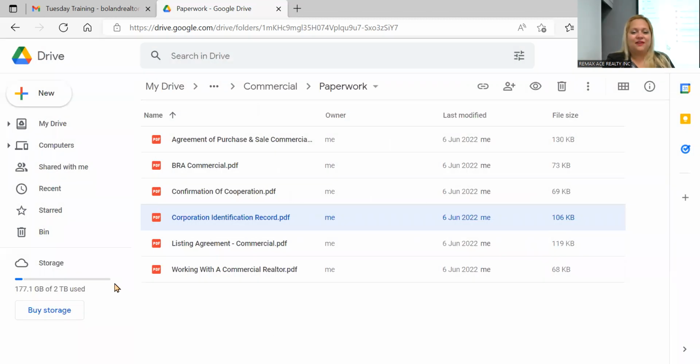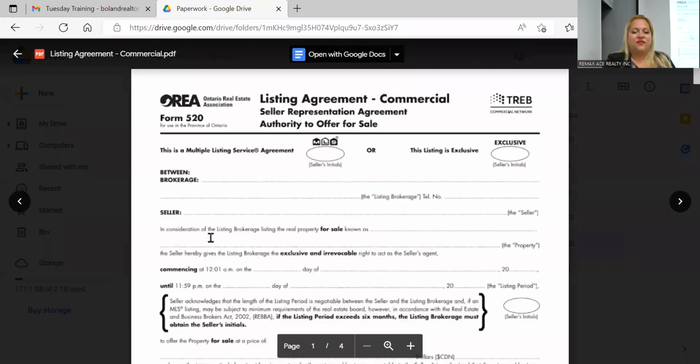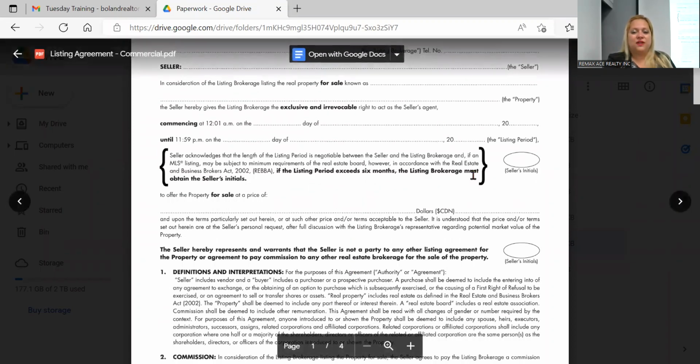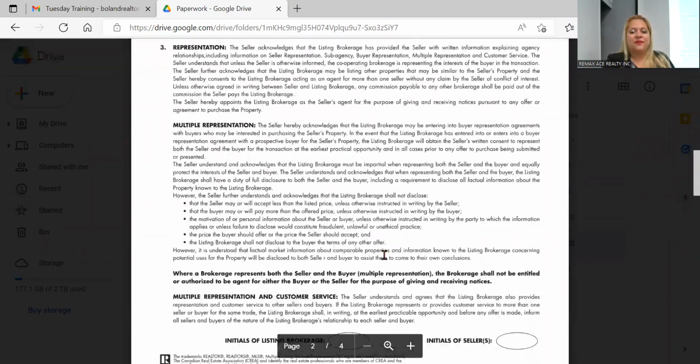And go back here. The listing agreement is again very similar. Okay. For commercial, though, you have to make sure you pull the right form. TREB's really picky about you pulling the right forms, you listing things properly. So listing agreement commercial between the brokerage and the seller. Again, you're going to name the property. You want to say what the duration of the listing is, the list price, right?